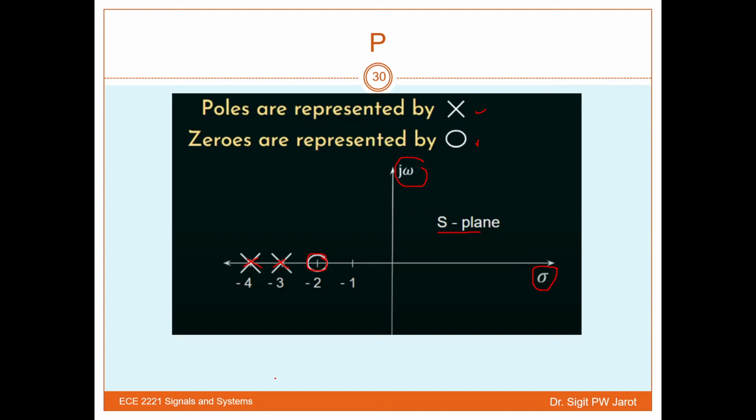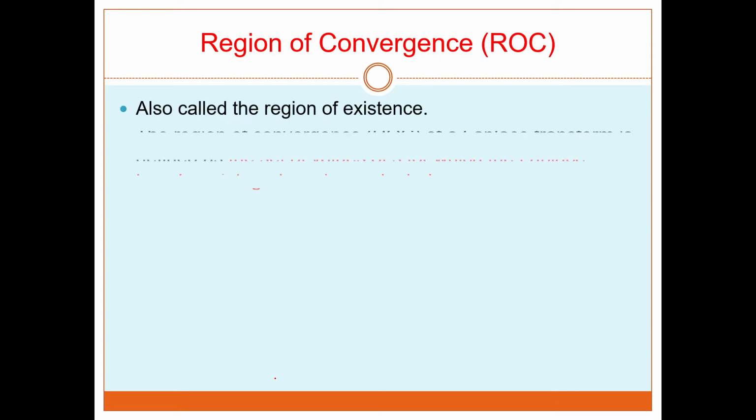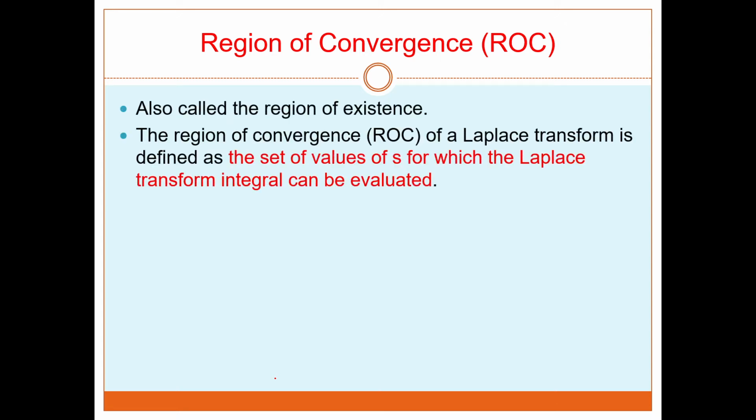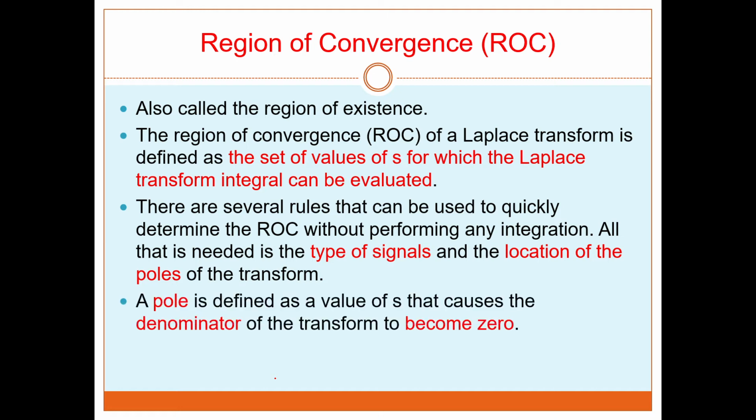Okay, now we learn about the region of convergence. It is also called the region of existence, meaning the values at which the Laplace transform exists. The region of convergence, ROC, is defined as the set of values of s at which the Laplace transform can be evaluated. It means we want to know from which area to which area this integral will be evaluated.